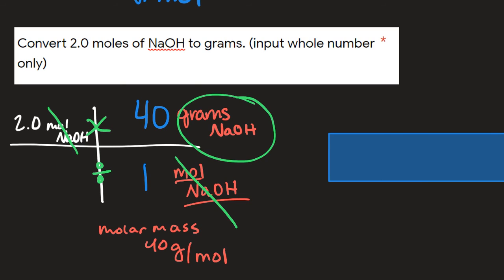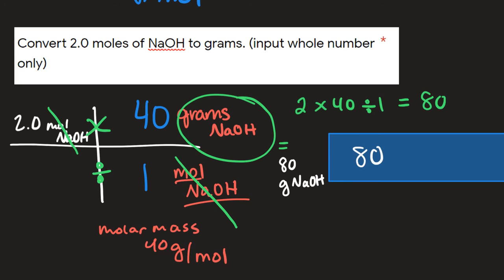We're left with grams. If we put this into our calculator, we get 2 times 40 divided by 1. Whenever you do that, you get 80. So our answer will be 80 grams of NaOH.